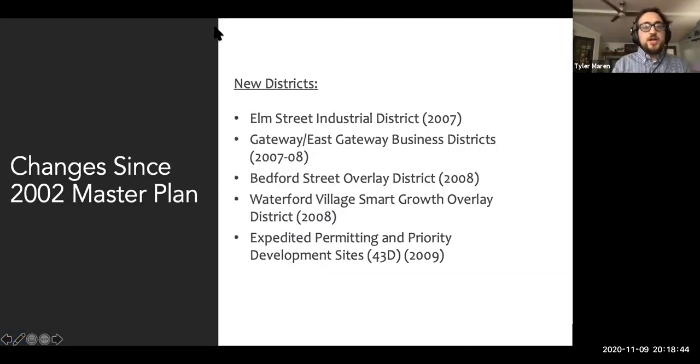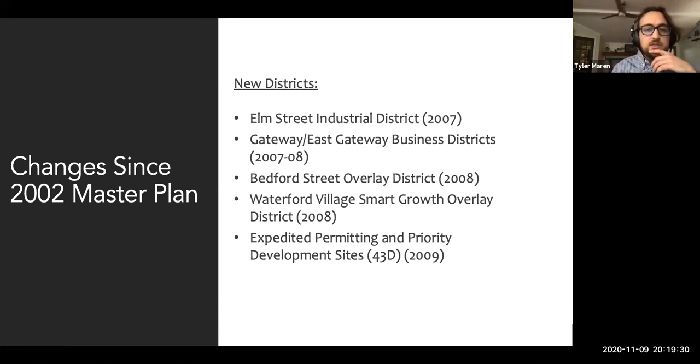So part of the chapter is an analysis of what changes have happened since the previous master plan. I know there was the update in 2014. My understanding was that was mostly the same as the 2002 master plan, just with some updates and additions. So that's the plan I referenced. The new districts in that time have been the Elm Street Industrial, both gateway districts, the Bedford Street overlay, the smart growth overlay, and then the expedited permitting and priority development sites, which we've all gone over. But I think that in their own way, a lot of these were responses to some of the recommendations and goals and visions of that plan.